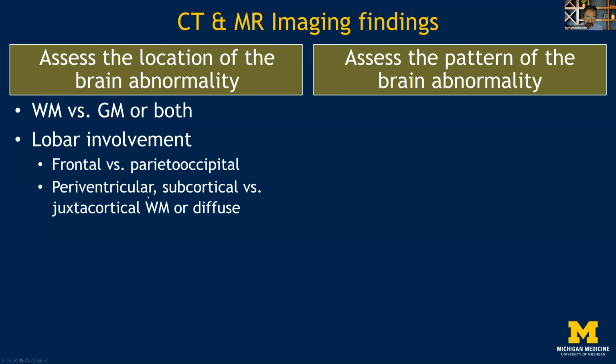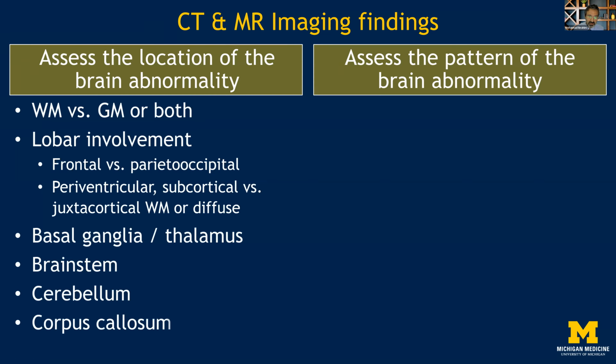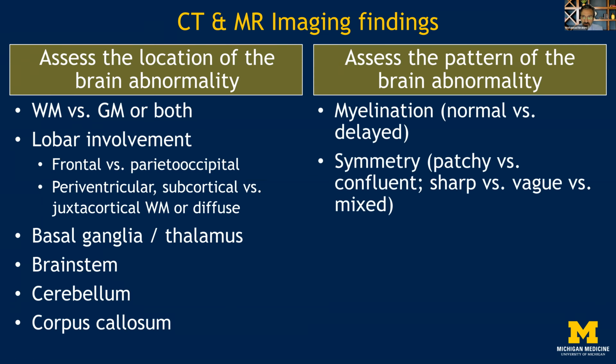Is there involvement of the periventricular, the subcortical, or the juxtacortical white matter, or is this a diffuse process, which is typically seen at later stages of these disorders? Is there evidence of basal ganglia and thalamic involvement? Is there involvement of the brainstem and cerebellum? And finally, what is the condition of the corpus callosum? And then we can evaluate the pattern of these abnormalities.